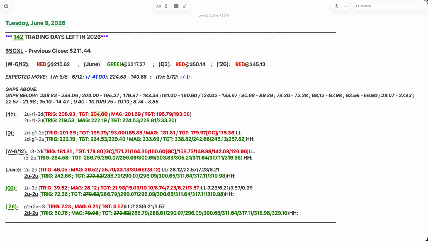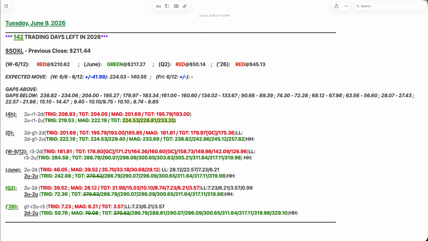All right, so we can see that the week would turn red at 210.62. The month turns back green at 217.27, and then the quarter and the year obviously turn red, way back further down from where we are right now. So we don't need to really worry about those.